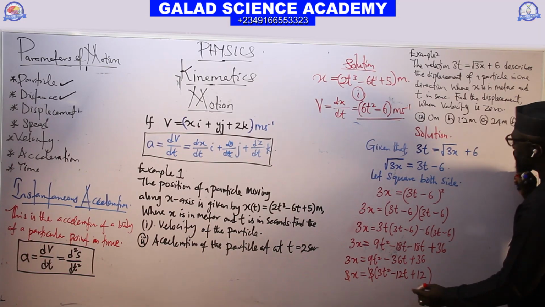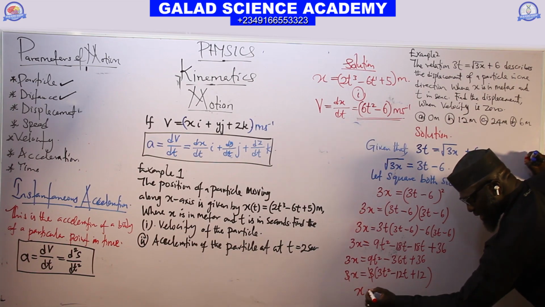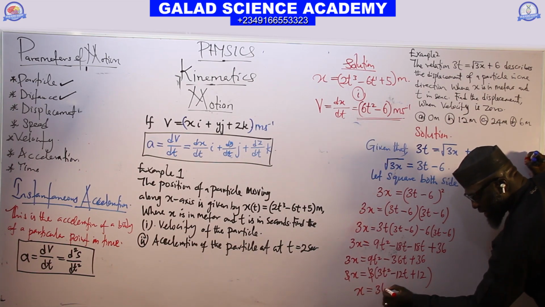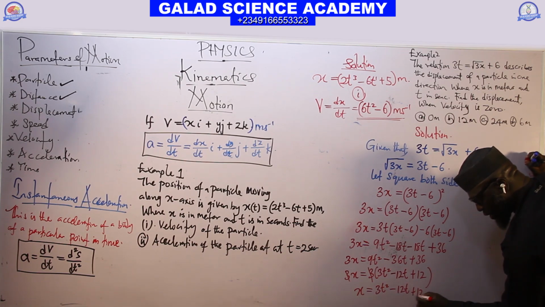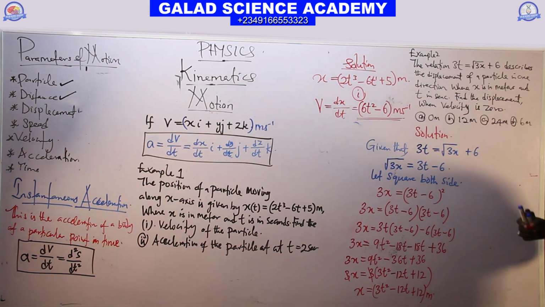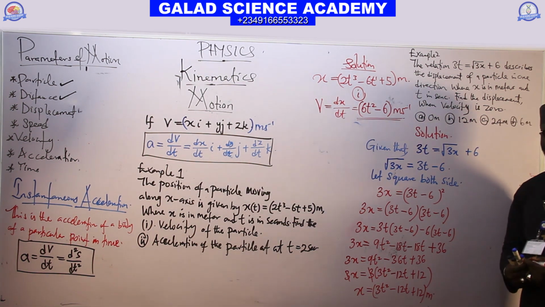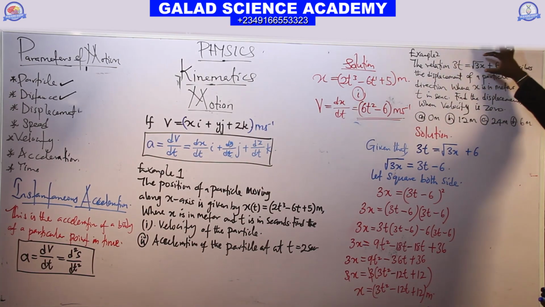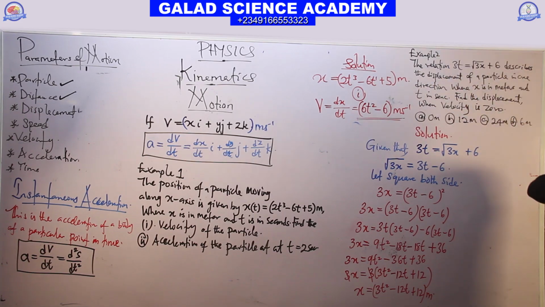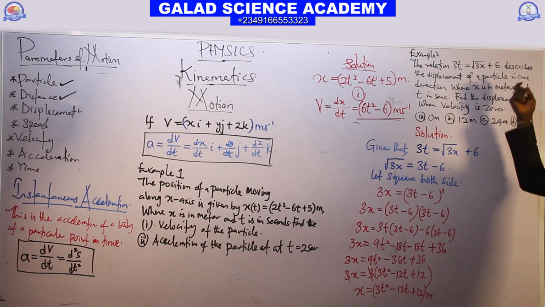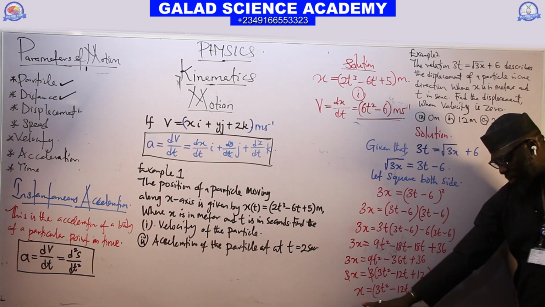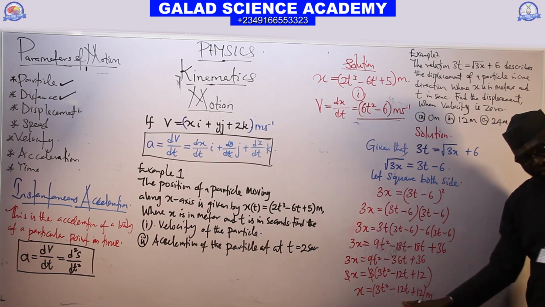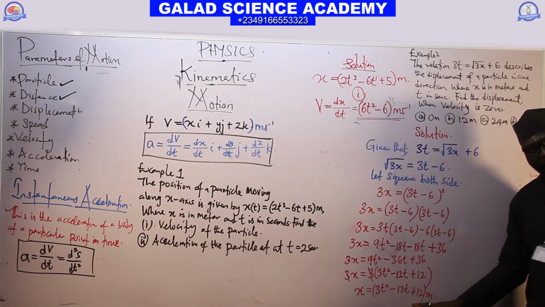We are now left with what? Our x will be 3t squared minus 12t plus 12, everything in meters. You can see that I said the question is not straightforward. So from this relation given here, we extract our displacement x.